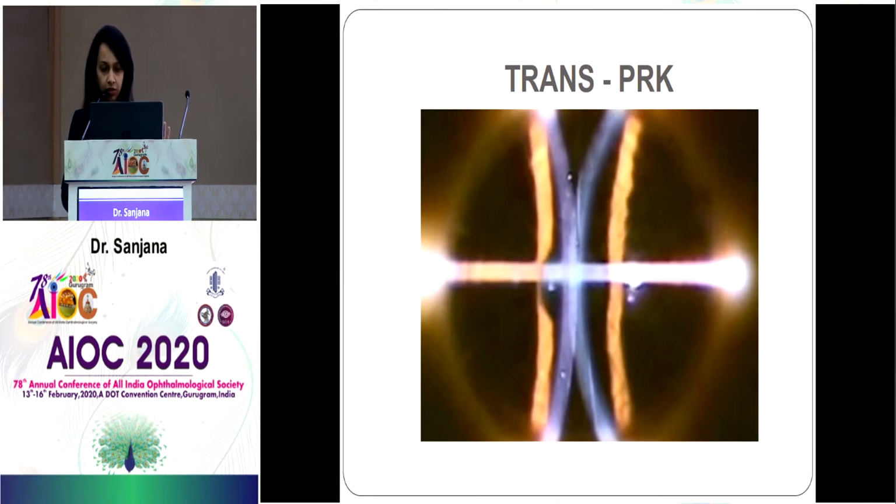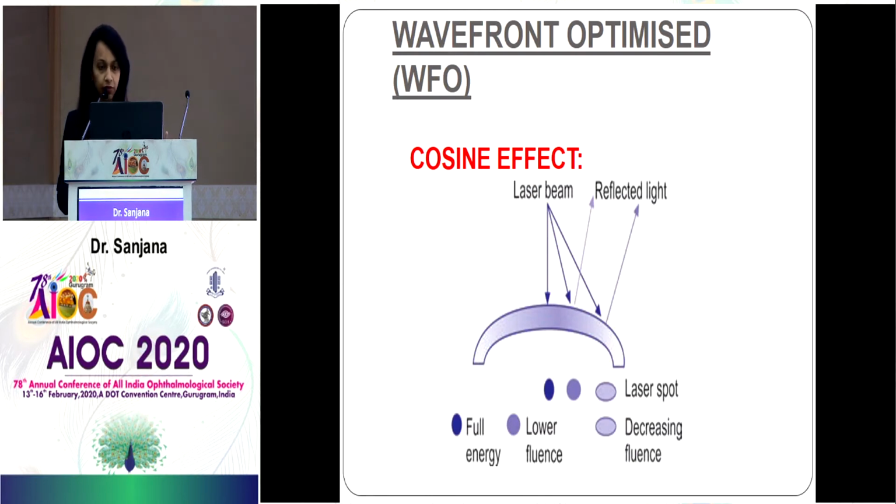So now coming to a little bit of detail on the type of ablation. First we have what is called Wavefront optimized and Wavefront guided ablations. To understand this simple concept, we need to first know what a cosine effect is. If we can see over here, the cornea is aspheric, and let's say that the laser beam is falling here and also in this area.